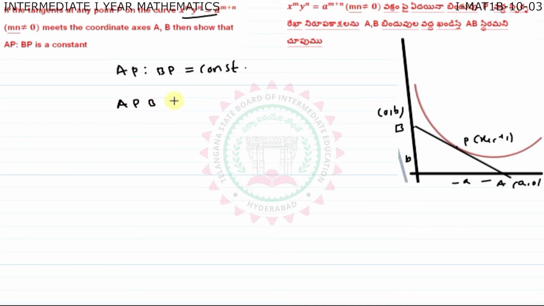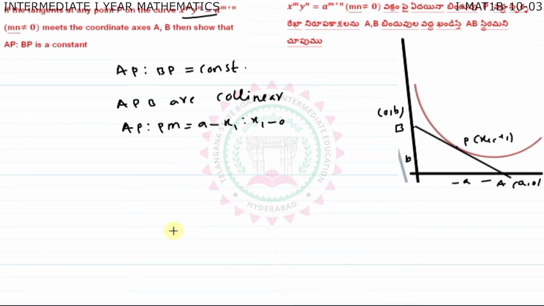A, P, B are collinear. If A, P, B are collinear, we know the formula: AP is to PB is equal to a minus x1 is to x1 minus 0. Using this formula, we are going to solve this problem.